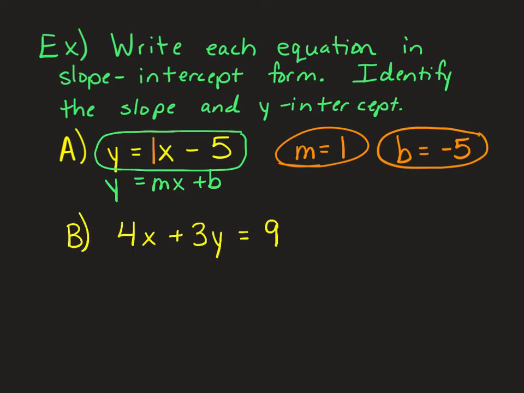Example B, we have 4x plus 3y equals 9. This is not in slope-intercept form. It is still in standard form. So we need to solve for y.